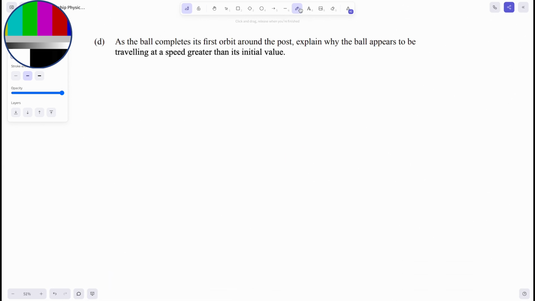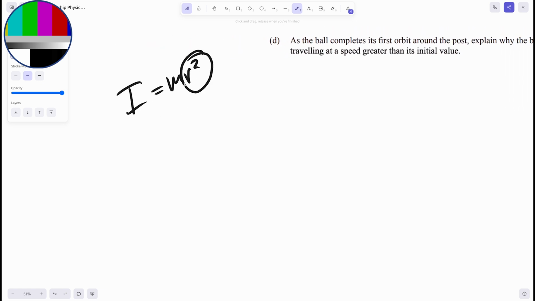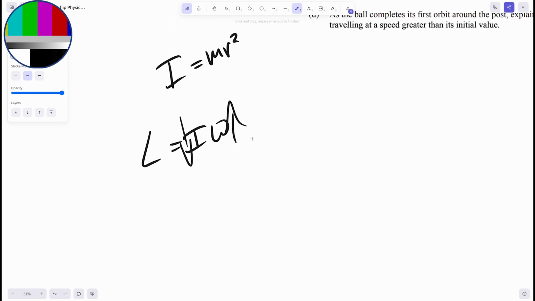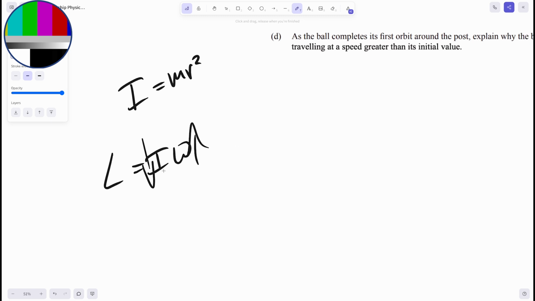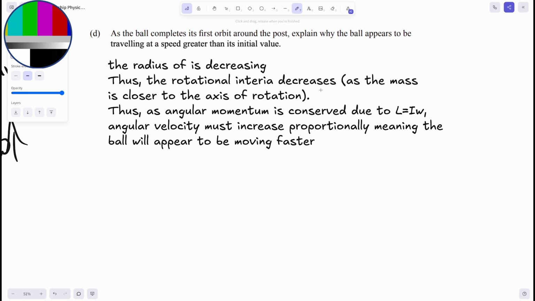There we go. As the ball completes its first orbit around the post, explain why the ball appears to be traveling at a greater speed than its initial value. Okay, so as you can imagine, as the ball keeps on wrapping around the post, the effective radius is decreasing, and therefore, as I is equal to mr squared, if the radius is decreasing, then the rotational inertia must decrease as well. And as angular momentum is conserved, if I decreases, then the angular velocity must increase. And therefore, as the angular velocity increases, the speed of the ball will increase. And so we can write that in. The radius is decreasing, thus the rotational inertia must also decrease as the mass is closer to the axis of rotation.